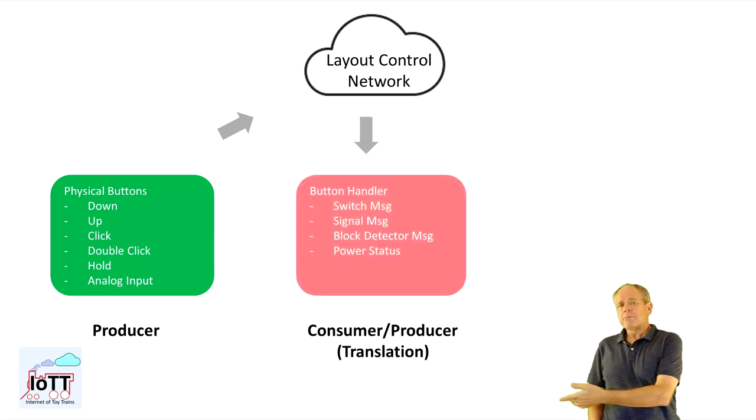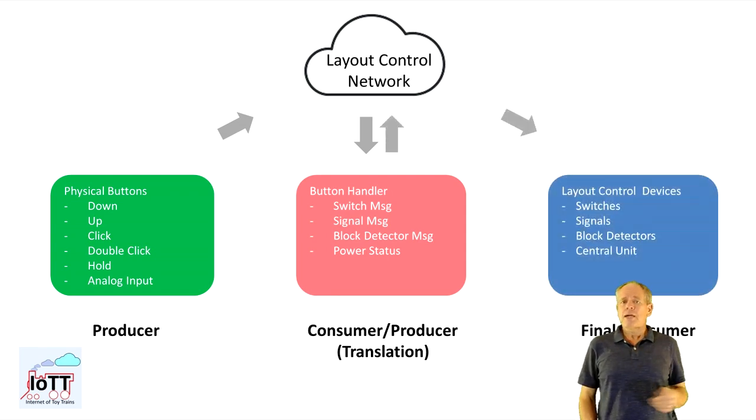And the second step is an intermediate consumer-producer node that listens to the button messages and translates them to the messages that the final consumer can understand. So for example, signal or switch messages and so on. With all that in mind, it becomes clear that the button setup process is a two-step approach, and the hardware button setup tab takes care of the first step.